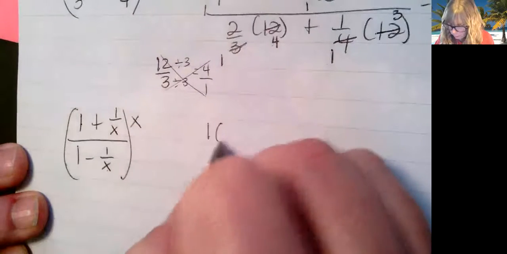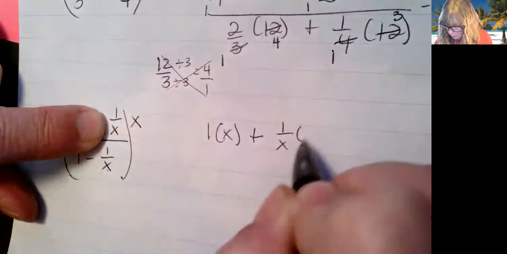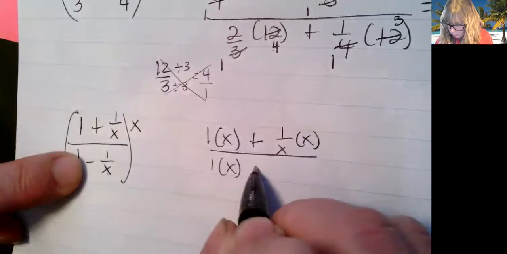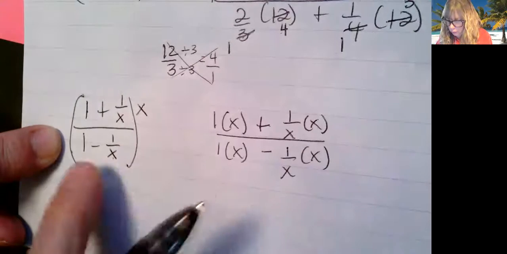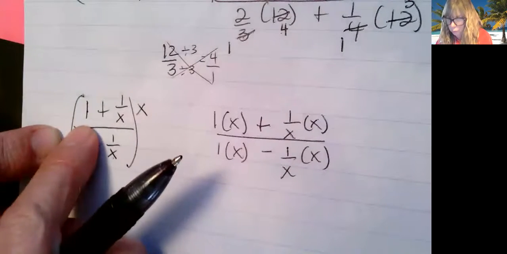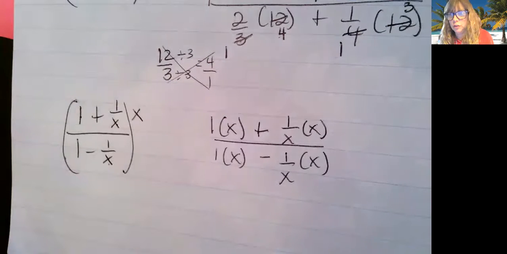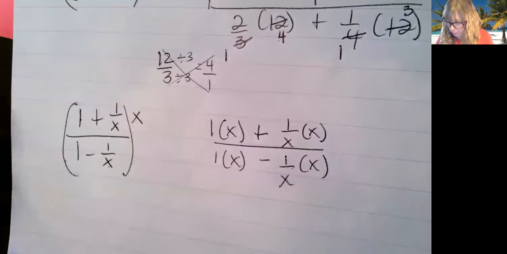So we have 1 times x plus 1 over x times x. So 1 times x minus 1 over x times x. All I did there was multiply everything by x. Don't forget to do the terms that aren't even fractions, because if you don't, you're going to mess it up. Basically in math, there's all kinds of legal functions you can do. As long as you do it to everybody, it makes it legal, and that's what we're doing. We're multiplying everybody by the same thing, so it makes it legal.